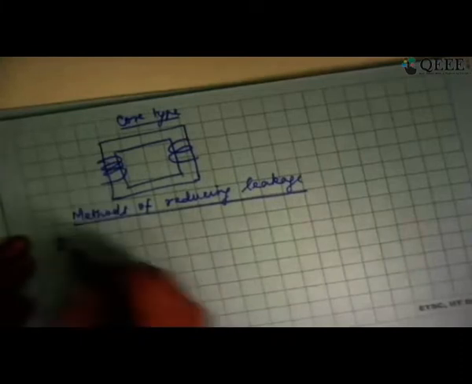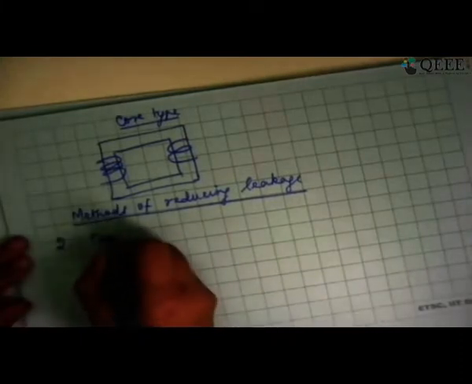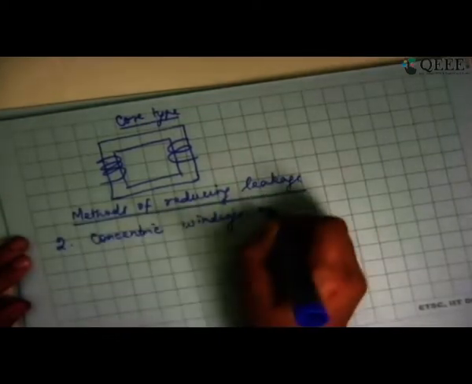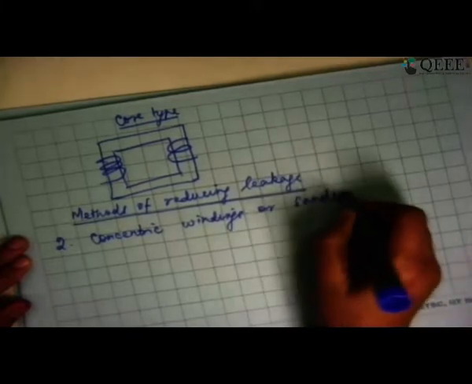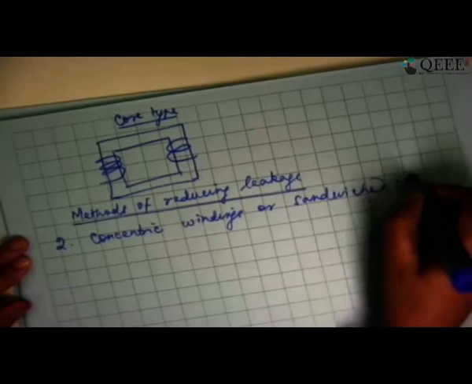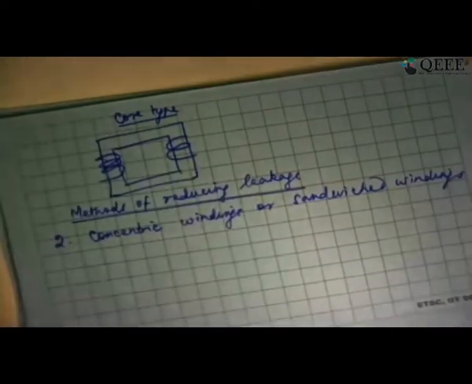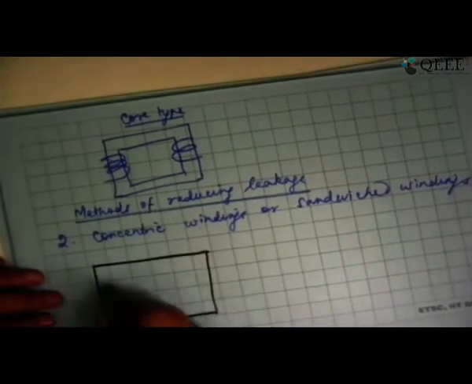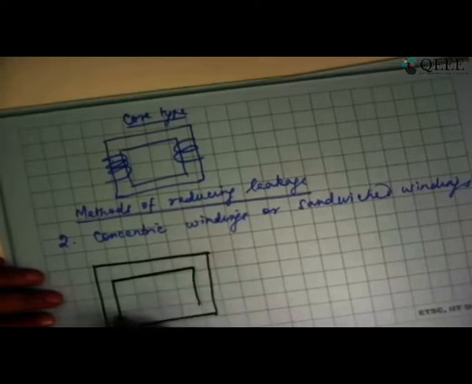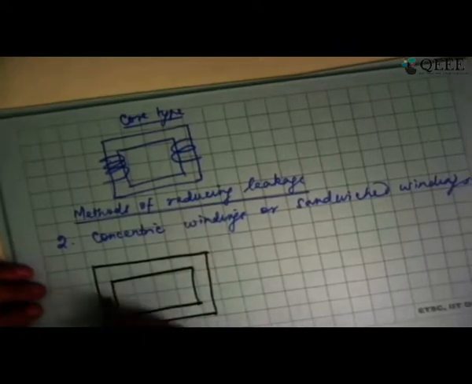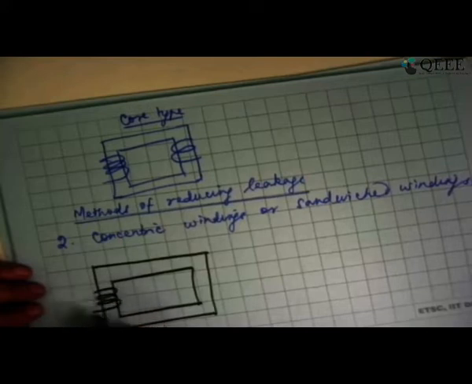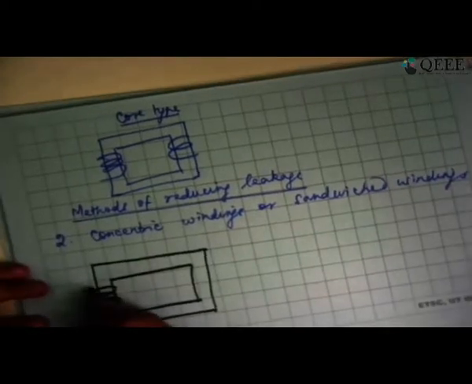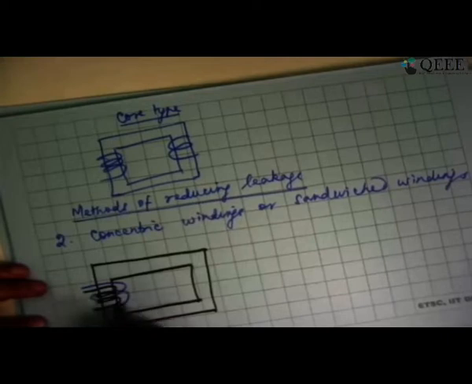So this is the second method, which is to make concentric windings or sandwiched windings. What I mean is, let us say this is actually our core. Repeatedly I am drawing the core because without that you can't even show a transformer. Let's say I have one winding like this. Let me call that as primary winding. My secondary winding may be surrounding that itself.